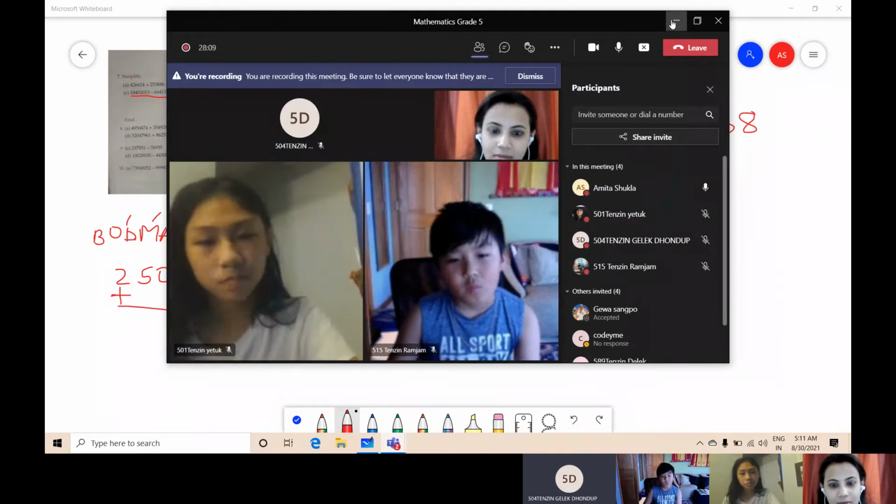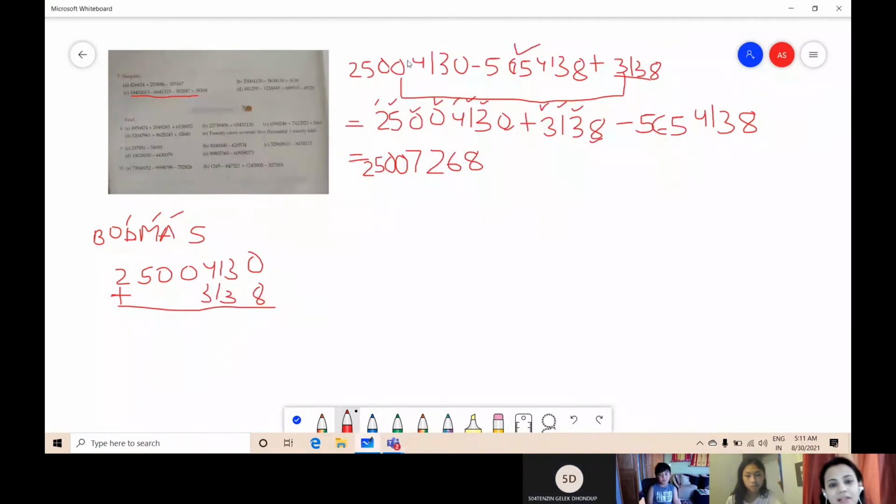Okay, wait a minute. See here, this was the question, and we have to simplify this. So how will you simplify? We will not subtract first. See here, first the sign is subtraction, but we will not subtract first. Why? Because according to this board, this is the BODMAS rule, and according to this rule, first we have to solve the problem of brackets. In this question, there is no bracket, so we will go to the second step.